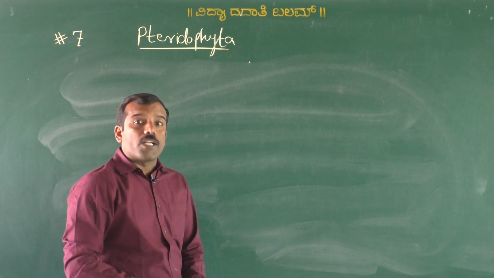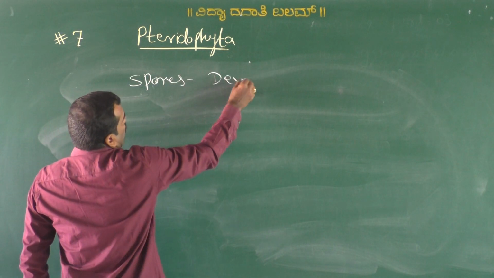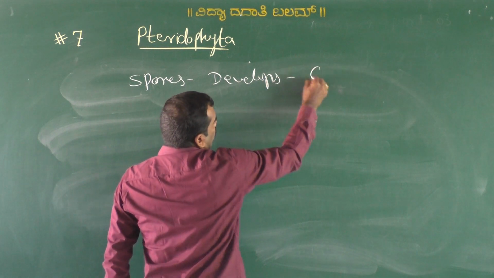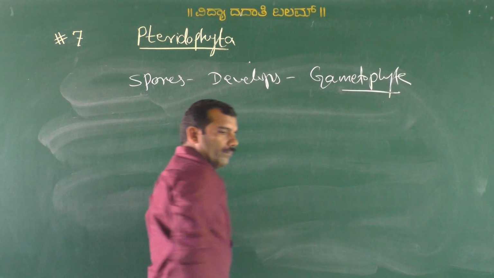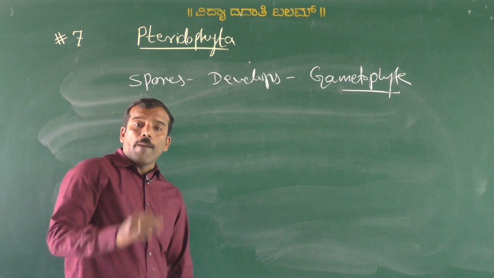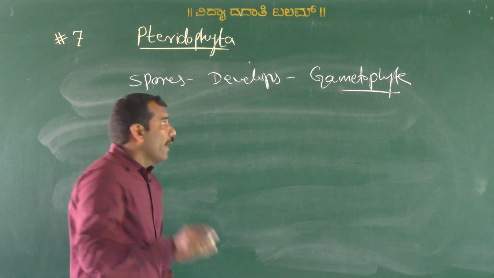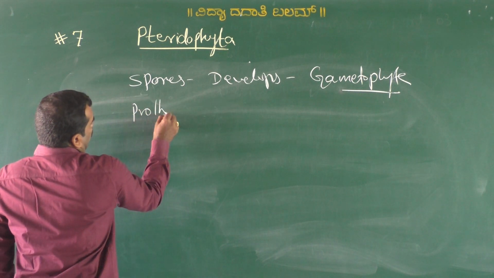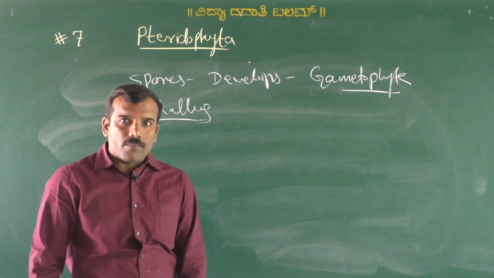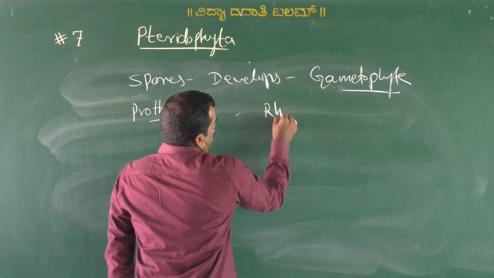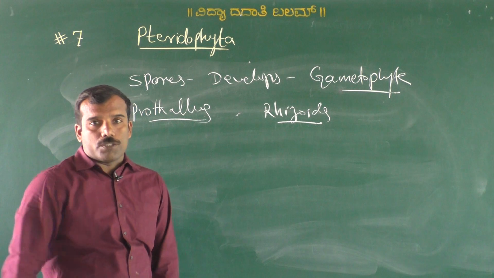These spores develop into the gametophyte, the gamete-producing phase, the gamete-producing plant body. This gametophyte of pteridophyta is called the prothallus because it is thalloid and dorsiventrally flattened. It has rhizoids for absorption of water and minerals.